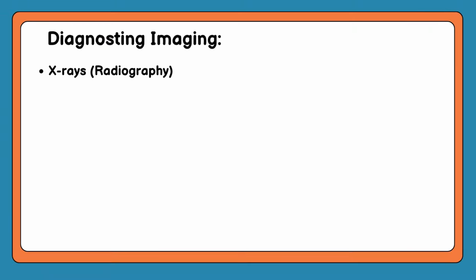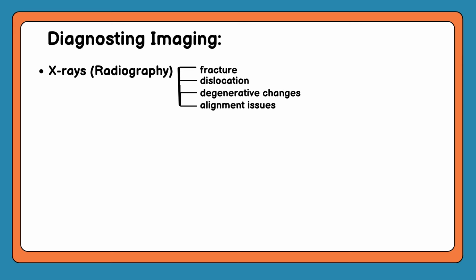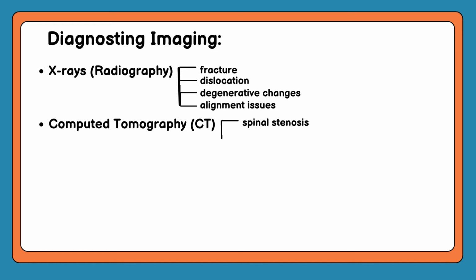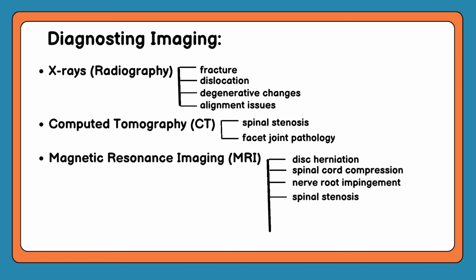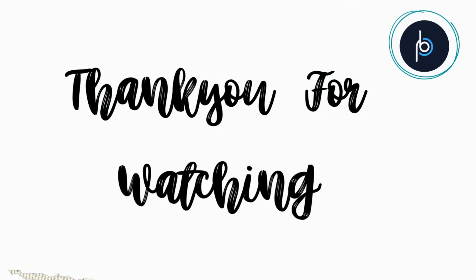Diagnostic imaging like X-ray is used to identify fractures, dislocation, degenerative changes like osteoarthritis or osteophyte formation, and alignment issues like cervical lordosis or kyphosis. CT scan gives precise information or visualization of spinal stenosis and facet joint pathology. MRI helps in identification of problems like disc herniation, spinal cord compression, nerve root impingement, spinal stenosis, ligamentous injuries, infection, and inflammatory conditions like cervical spondylosis and rheumatoid arthritis.